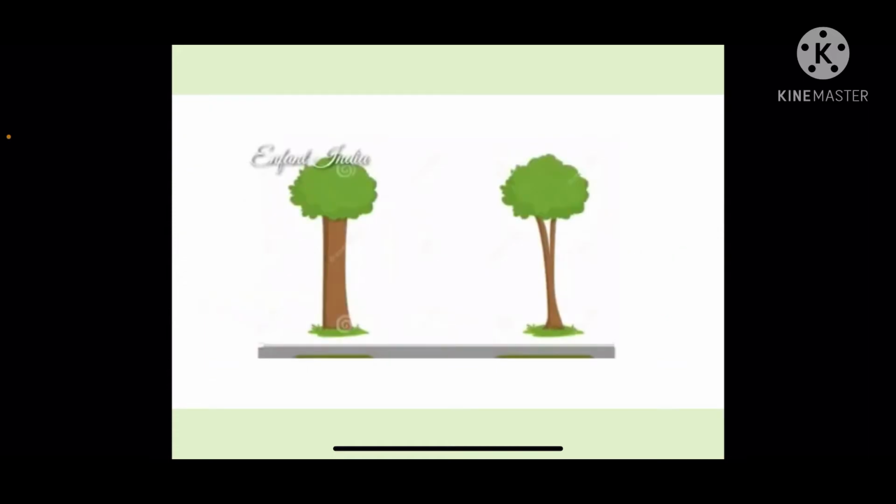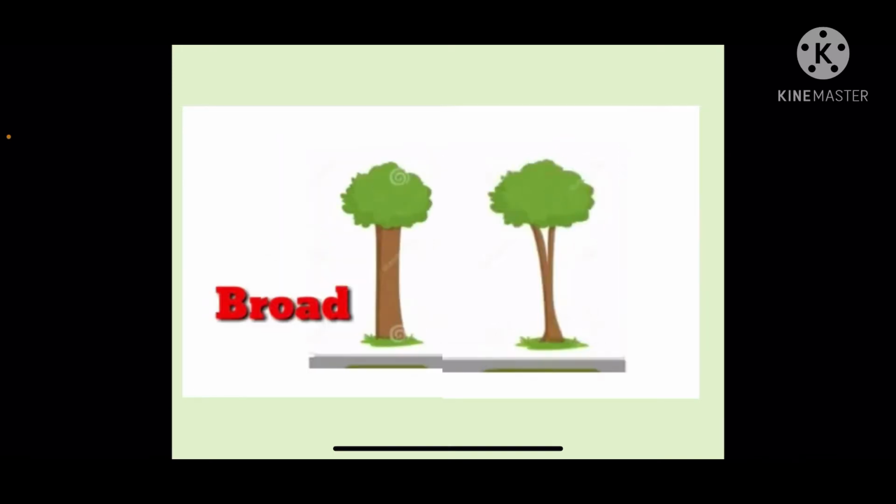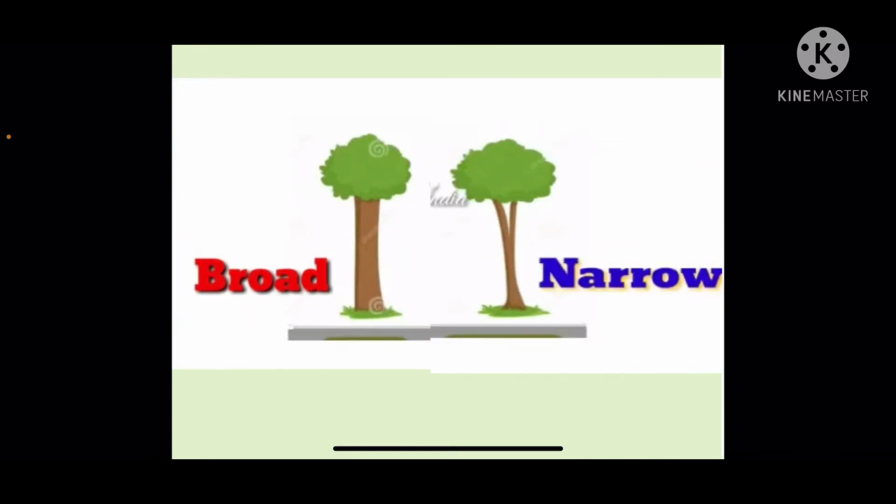Now we will go to the next concept, that is broad and narrow. As you can see in this picture children, the trees are given. The first tree trunk is broad. Trunk is the brown part which is straight below in the tree. The long brown part is the trunk of the tree. So in the first tree the trunk is broad, and in the second tree the trunk is narrow. So broad, narrow. Broad and narrow.